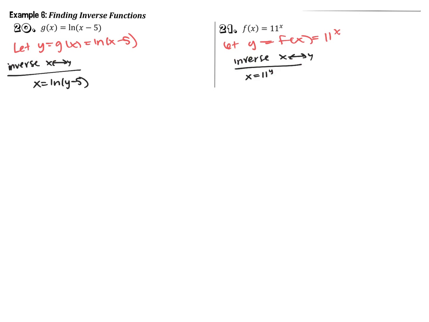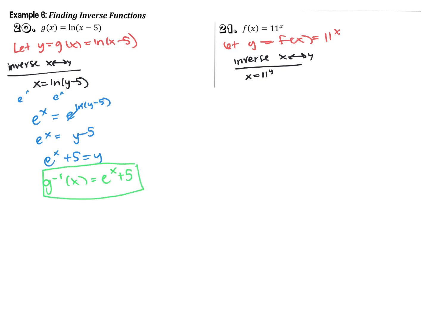Now on number 20, in order to get y out of the natural log, we need to exponentiate. So what's the inverse of natural log? The inverse of natural log is e. So we're going to take e to the power of both sides. So e to the power of x is e to the power of natural log of y minus 5. E to the natural log, these are inverses, so what's left is y minus 5. So e to the power of x plus 5 is equal to y. And we're going to rewrite that using inverse notation using g, because this is our g function. G inverse is e to the power of x plus 5.